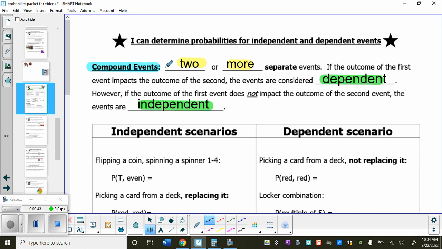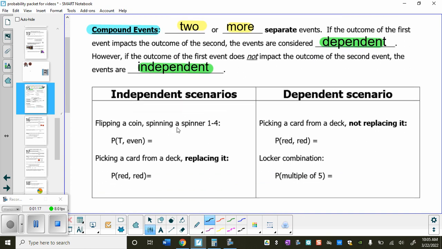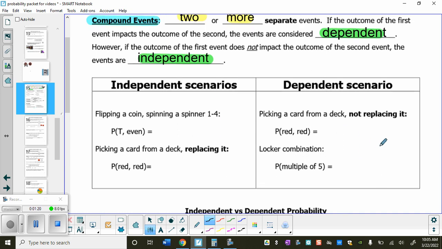Now we're going to define the two types of compound events as either independent or dependent, and that's what the title of today's notes are. I can determine the probabilities for both independent and dependent events, all right? Now, if the outcome of the first event will impact the outcome of the second, that's dependent, because what happened the first time is going to impact what happens the second time. If the outcome of the first event does not impact the second event, then that's going to be considered independent events, okay?